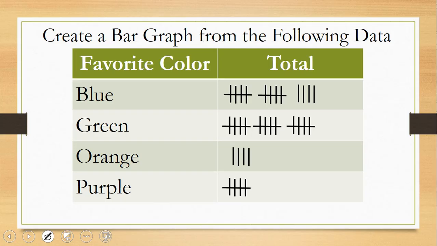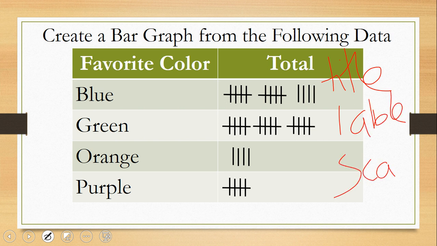Okay, now you are going to make 2 bar graphs. You do not have to make them horizontal or vertical. It's up to you how you create your bar graphs. Remember, you need a title, okay? You need labels on the side. You need a scale, okay? And obviously, you need bars.